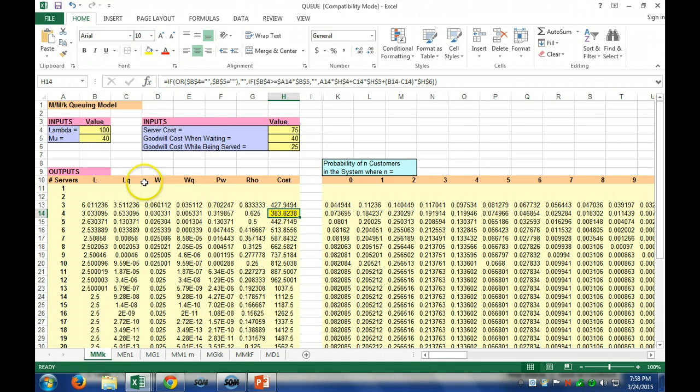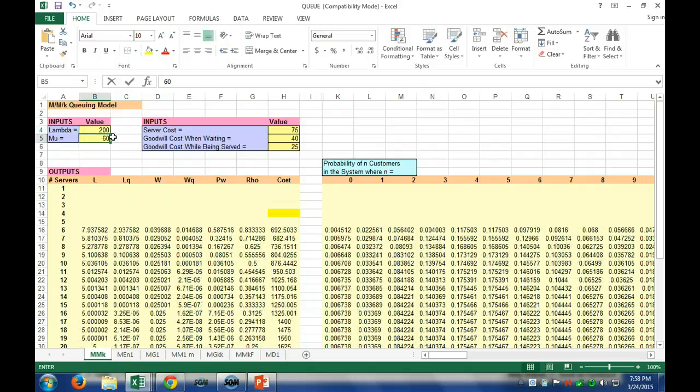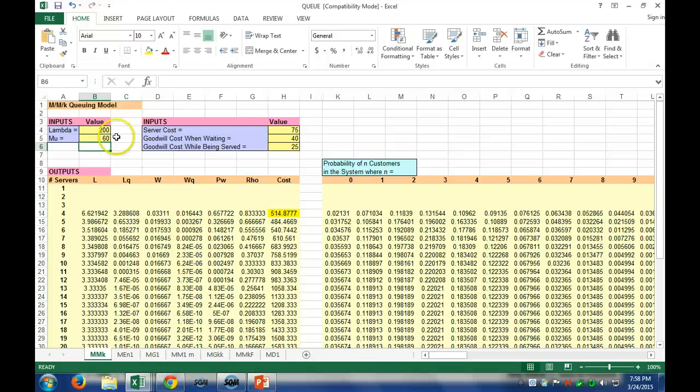So I'll just switch the numbers around. Let's say it's 200, and let's say this is 60. You'll see in this case it's 5 again. Let's say we're selling yachts here, and this goodwill loss is really significant. Maybe the server cost is still 75, but let's say this is significant. Let's say it's 250, and let's say this is 200. In this case, it looks like it's still 5. No, it looks like now it's 6.